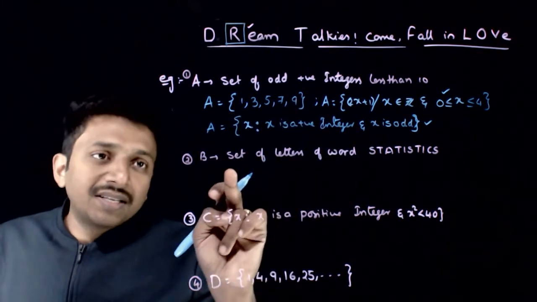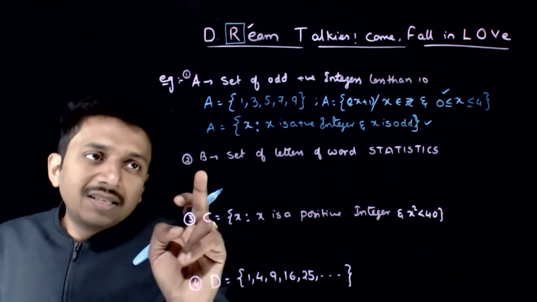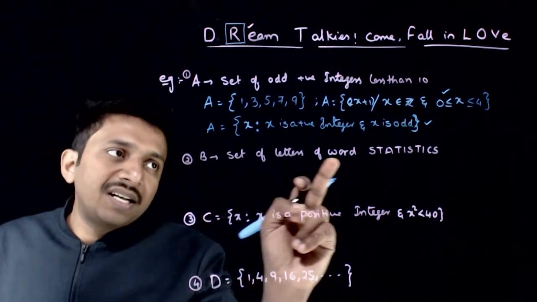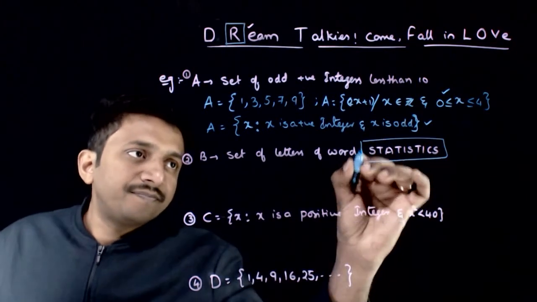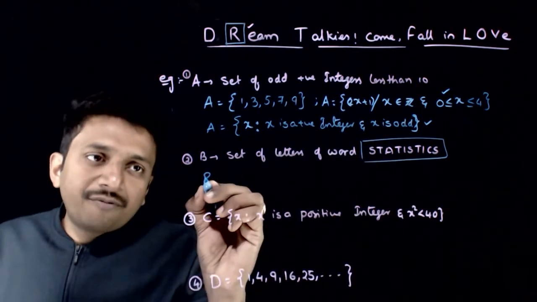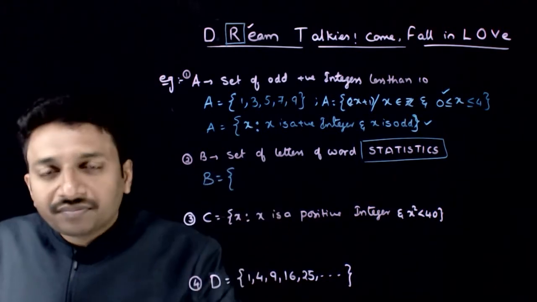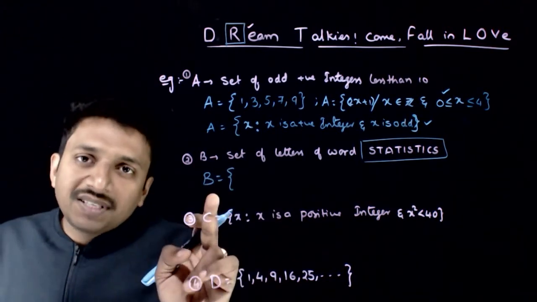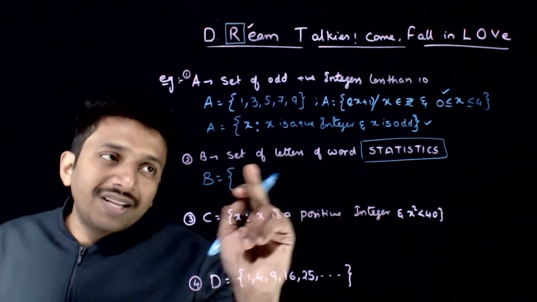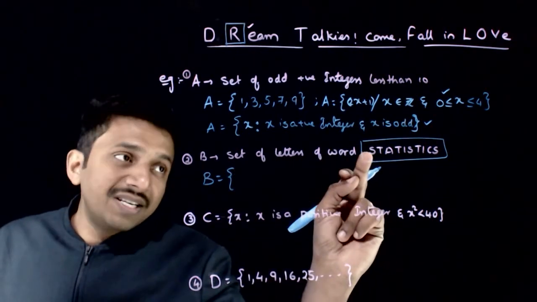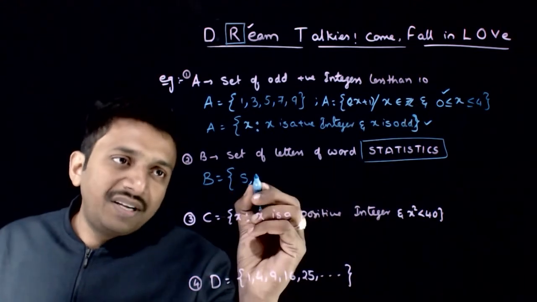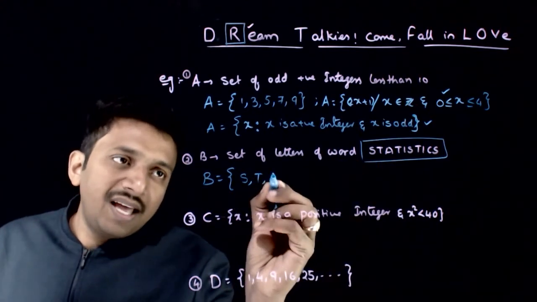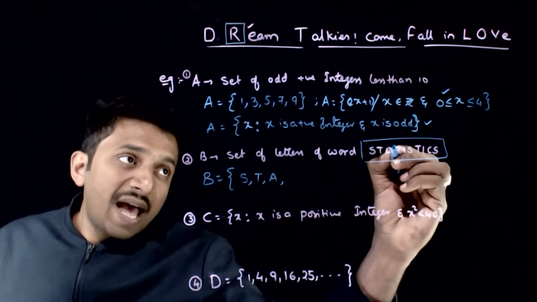So next, let us go to set B. Set B is the set containing letters of the word statistics. So this is a very tricky question. So what is the set builder form of this set? Set builder form of this set is nothing but, so what are the letters that are present in the word statistics? You have an S, you have a T, you have an A, so you have a T again.